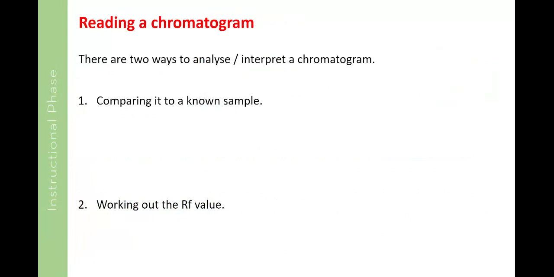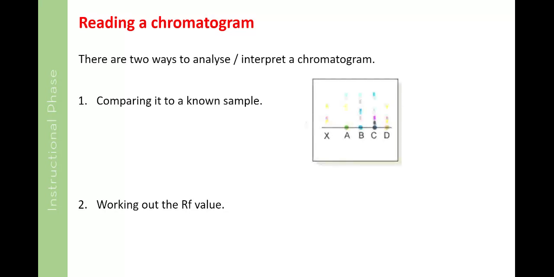So there's 2 ways to interpret a chromatogram. There's 2 ways to analyse it to find out what components are inside of the substance. So you can compare it to a known chromatogram, a known sample. So for example, you can see here, you've got sample X and you've got A, B, C and D. Well, does sample X contain pigment A, B, C or D? Well, we compare it to the chromatogram, we look over, is there any that match it? Yes, D matches it. So X contains pigment D.